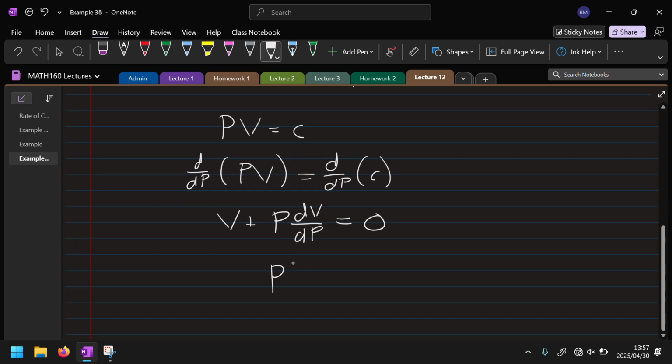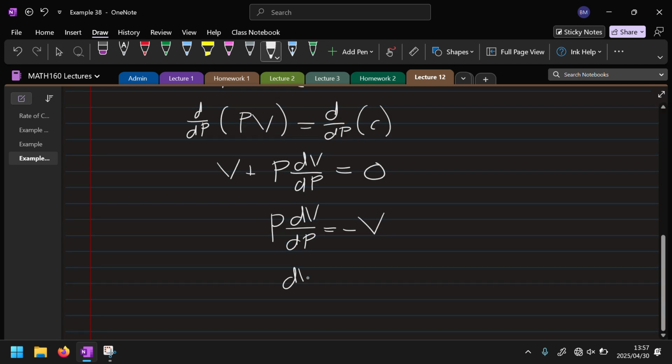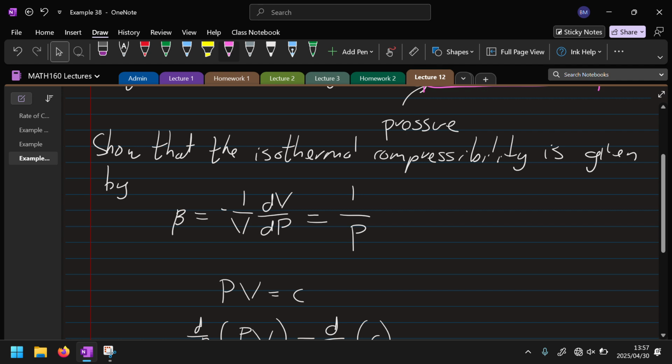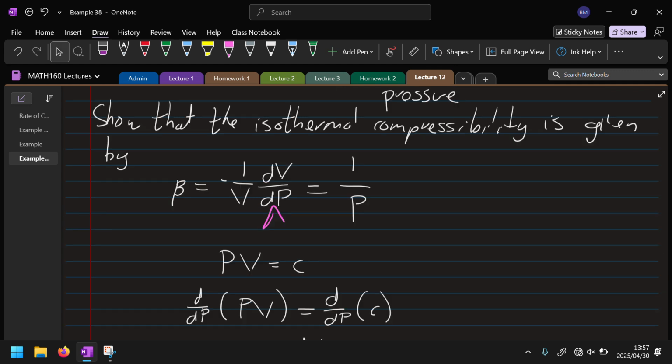Okay, so we get P times dV by dP is minus V, just taking that over to the other side. Then we can divide through by P. So we get dV by dP is minus V over P. Okay, that's great. So we've got that part. This part over here, dV by dP, we know what that is. So let's substitute it in and see what we get.